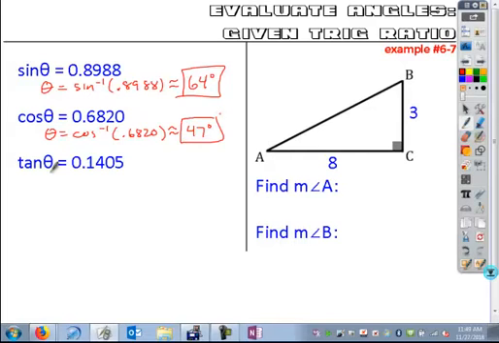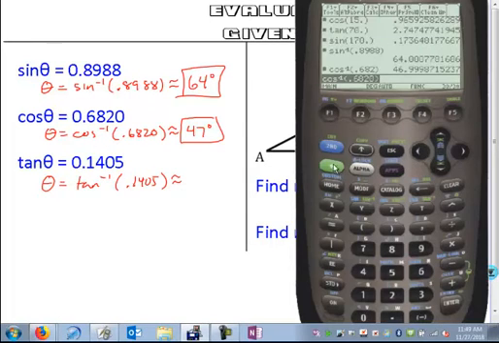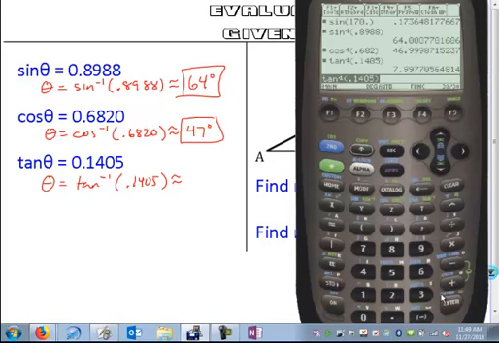And then finally the tangent. If you know the tangent of some theta, some angle, is this ratio, you can find the angle by taking the inverse tan of that ratio and calculating. So once again, diamond t gives you inverse tangent. Type in your ratio, 0.1405, close it off and hit enter, and you get approximately 8 degrees.